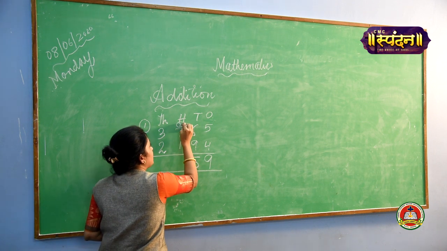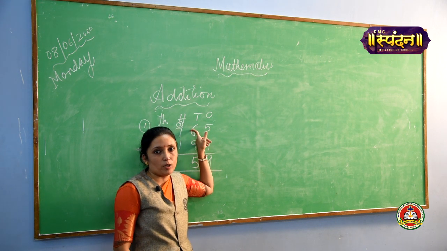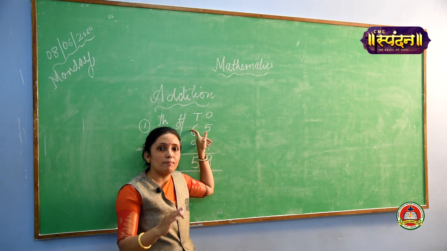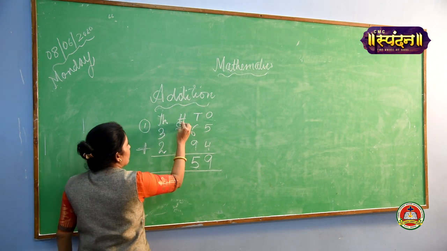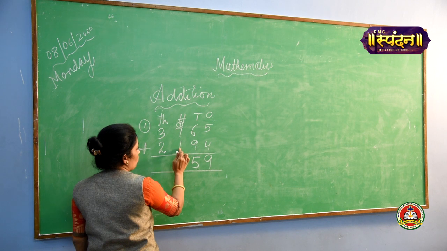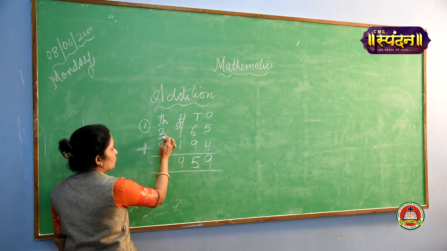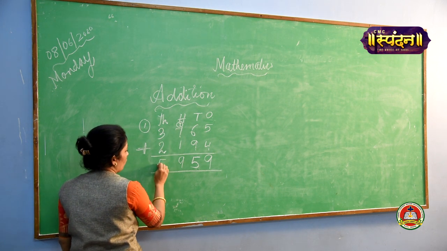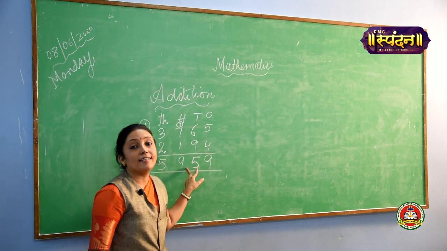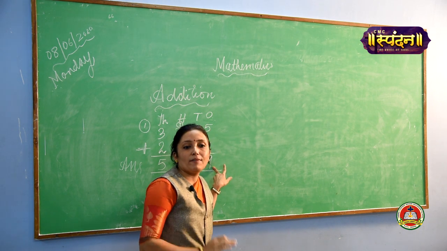Remember, children, it is very, very important to put the carry over. You need to write it. Otherwise, if we only keep it in mind, sometimes we may forget to add it. But when we write it here, we will definitely remember. 7 plus 1 is 8. 8 plus 1 is 9. Now 3 plus 2, there is no carry over, so it will be 5. So we have got the answer: 5,959. Hope you all have understood, children?